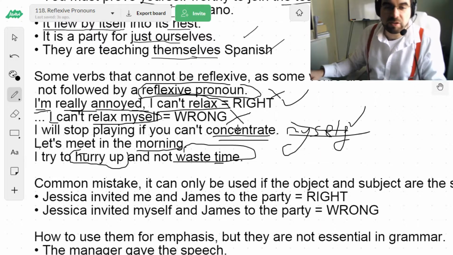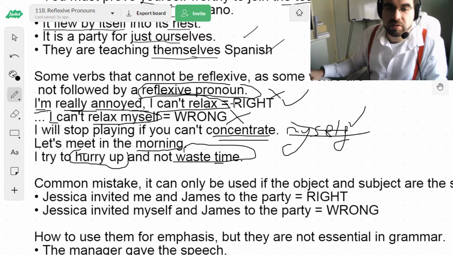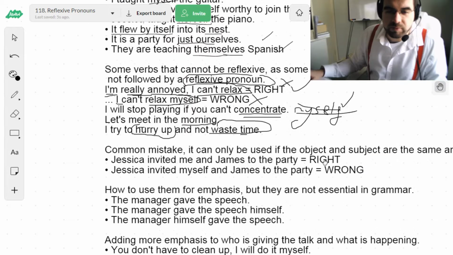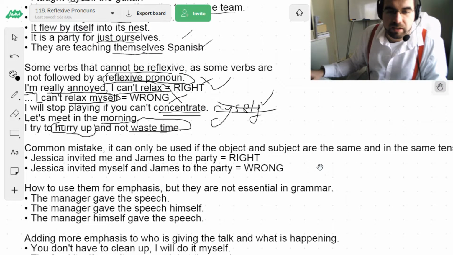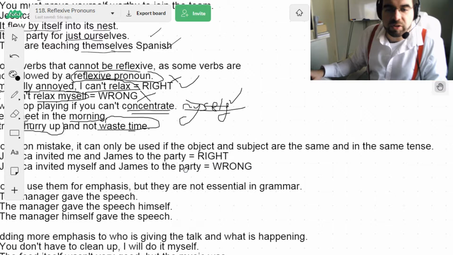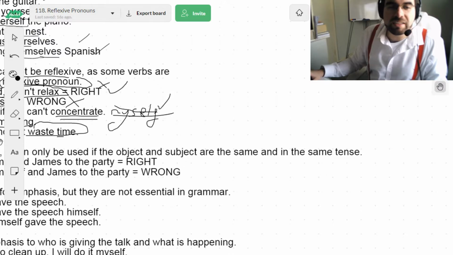With us, sometimes we don't need a verb. Don't need the pronoun. That makes sense. But a common mistake though. Look at this. The common mistake is that it can only be used if the object and subject are the same and in the same tense.